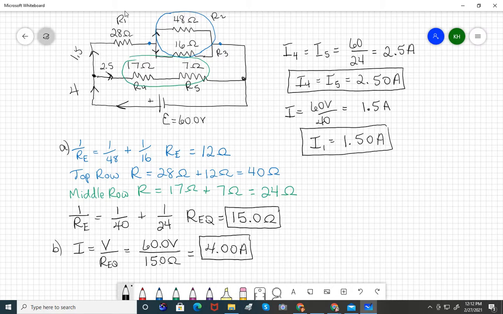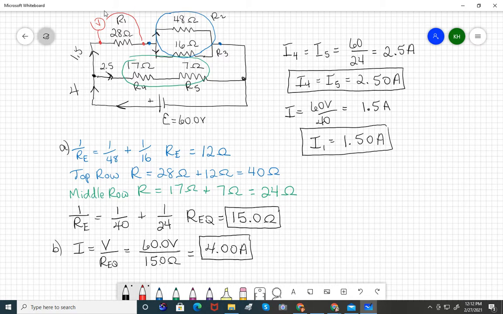But what we really need to know is, what's the voltage from here to here? What's the voltage across this? The easiest way to get that is to stop and ask, if I took a voltmeter and hooked one lead in here and one in here, what would it measure?